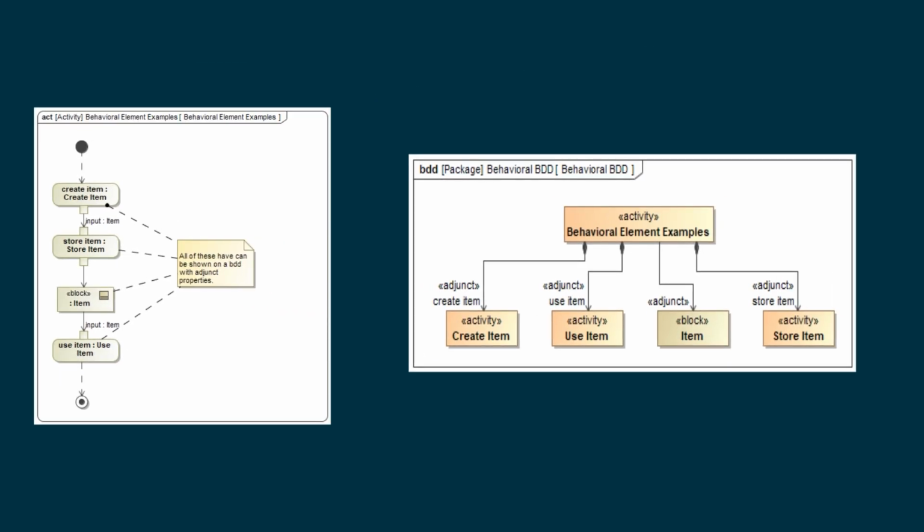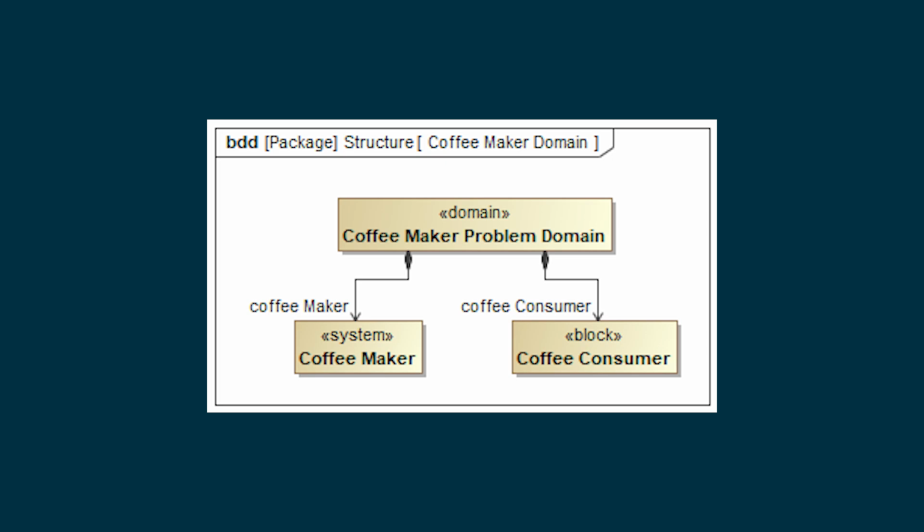In this video, we'll focus mainly on the activity diagram, but in the future we can demonstrate these for the sequence and state machine diagrams as well. Let's jump into the model and create a behavioral BDD using activities for a notional coffee maker system. The first diagram we'll use is a BDD showing the domain of the problem space, and this is here to just help us contextualize the system in relation to its external entities.